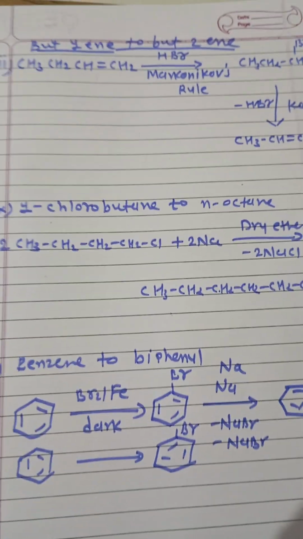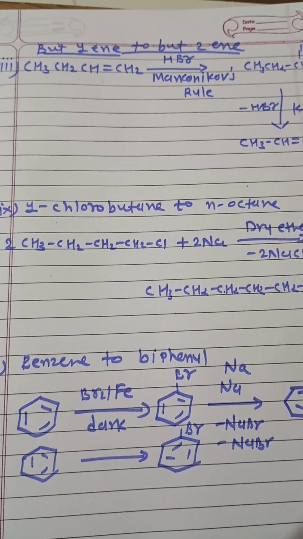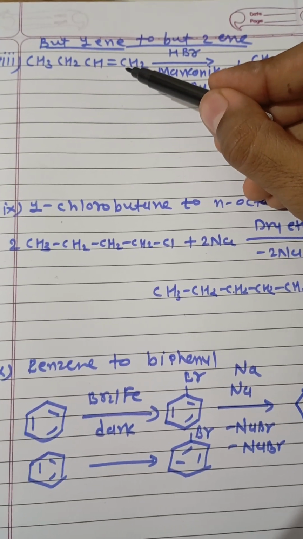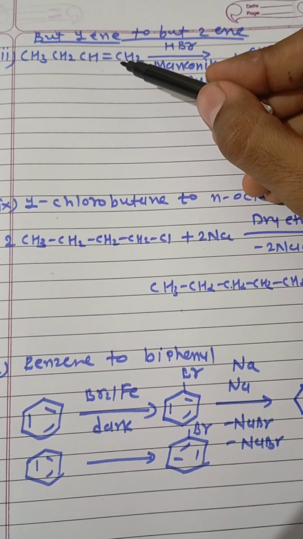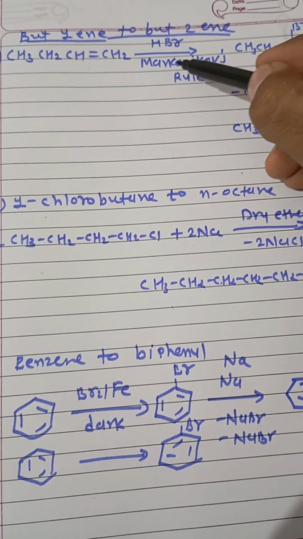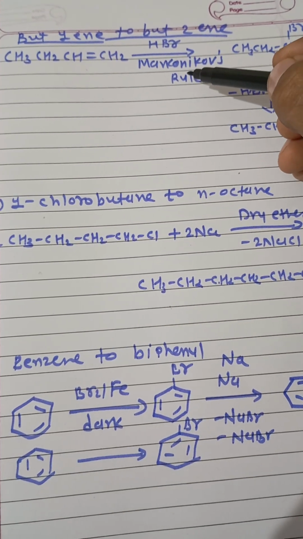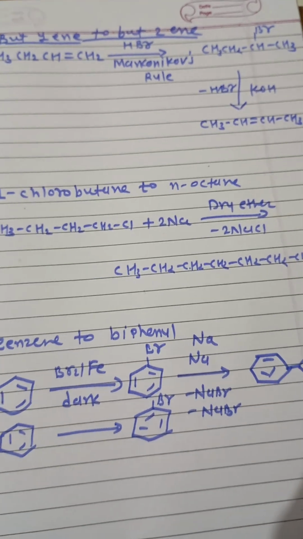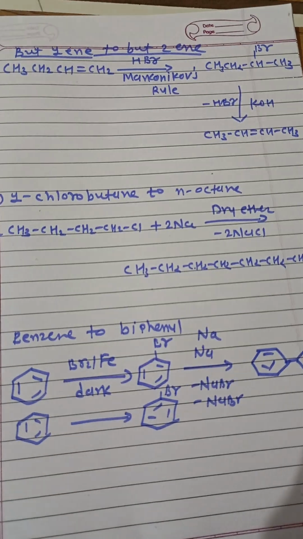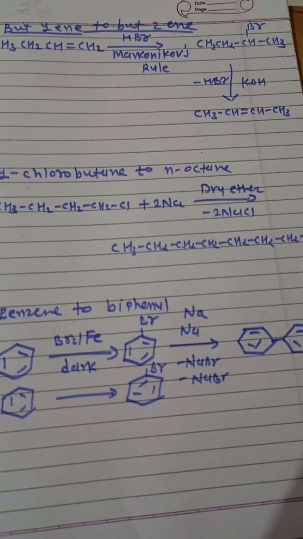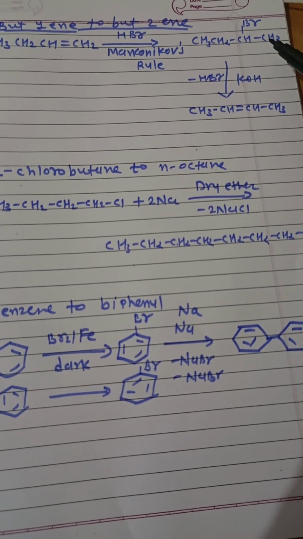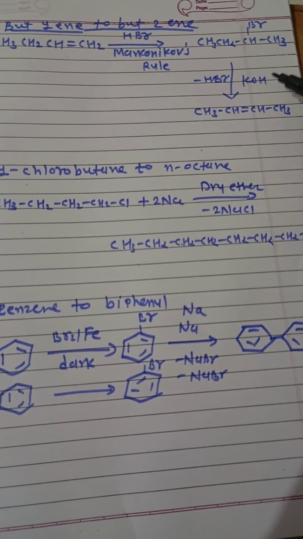Then the next reaction, but-1-ene to but-2-ene. Here the double bond is present on the first carbon. There are a total of 4 carbons, but-1-ene. When it reacts with HBr according to Markovnikov's rule, bromine is attached to the second carbon and hydrogen is attached to the first carbon. First we obtain 2-bromobutane.